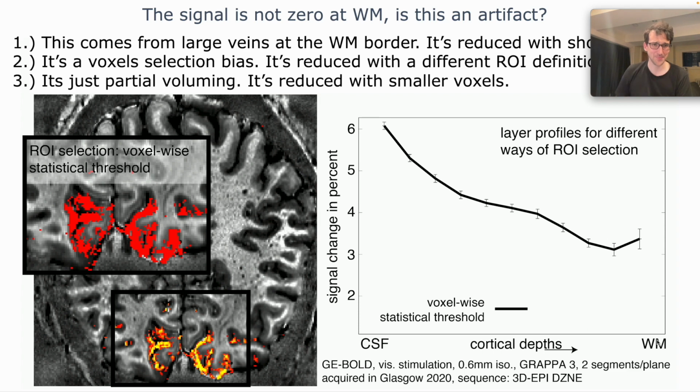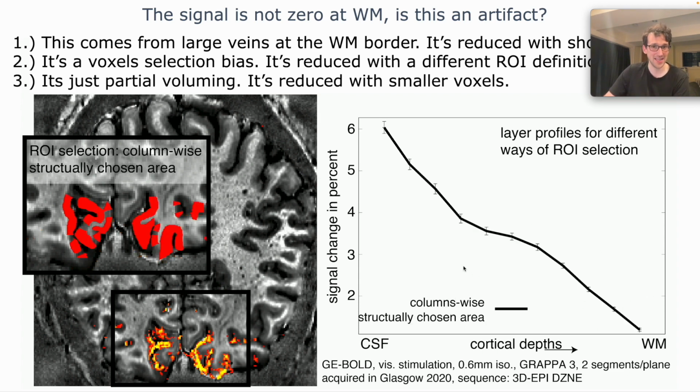Why is that? Option 1. This comes from large draining veins at the gray matter-white matter border. And if you use a shorter echo time, this is slightly reduced. Option 2. This is a voxel selection bias. It is reduced if you use a different ROI. Option 3, this is partial voluming. It is reduced when you use smaller voxels. So basically you just have signal from gray matter and white matter. It's not purely white matter just yet. And I think all of those options can contribute to elevated signals at the deepest layers.